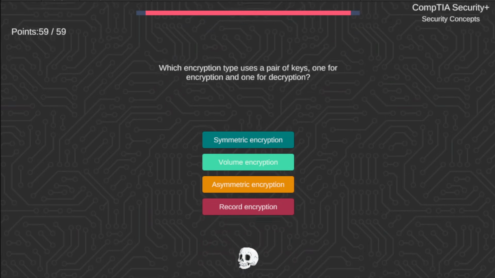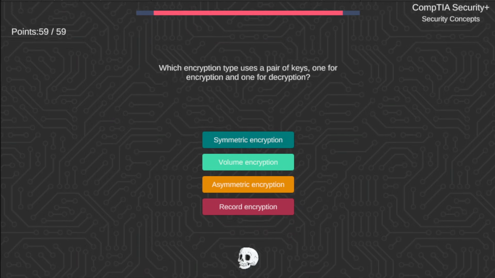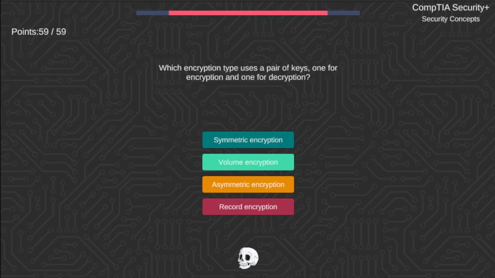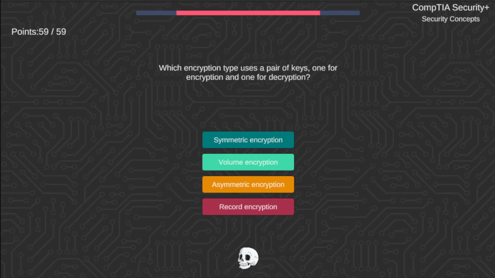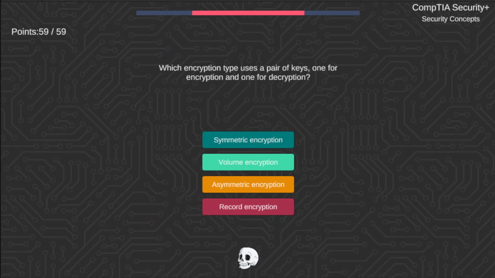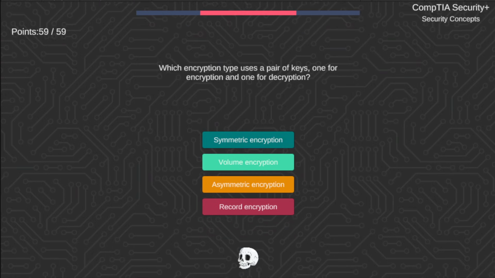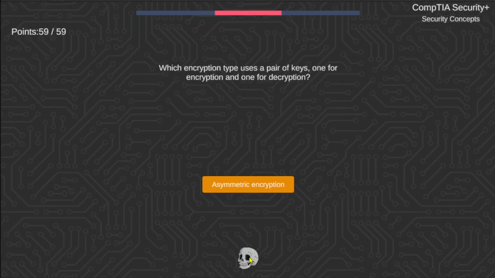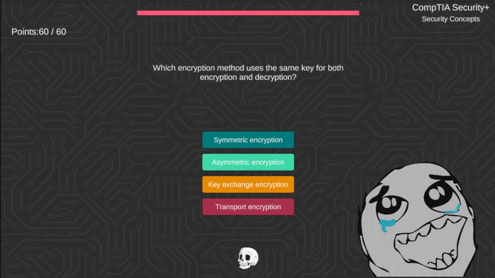Which encryption type uses a pair of keys, one for encryption and one for decryption? Symmetric encryption, volume encryption, asymmetric encryption, or record encryption? A pair of keys, one for encryption and one for decryption. Correct answer is asymmetric encryption.